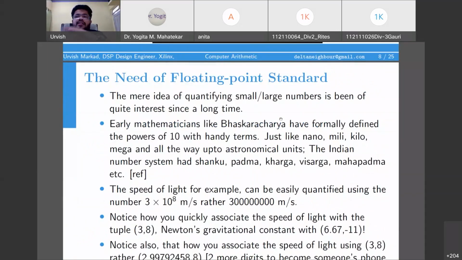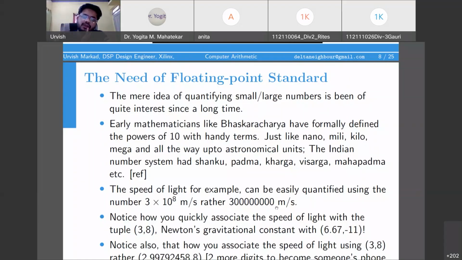Let's start with the number concept itself. Let's say you want to represent the speed of light. How would you go about doing that? By a naive way, or if you were a child, you would say that okay, I'll write 3 and then append 8 zeros after that. It is 3 into 10 raised to 8 meters per second. But is that a very clever way of representing numbers? No, I don't think so.